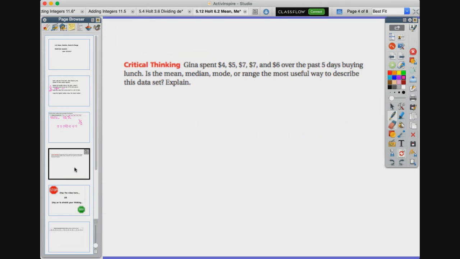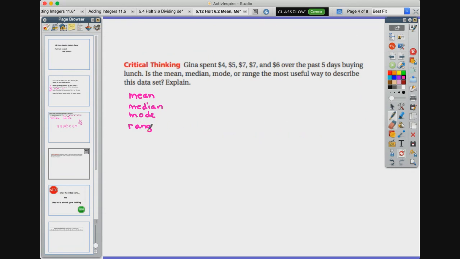Okay, if I do some thinking, Gina spent that much money over the last 5 days buying lunch. Is mean, median, mode, or range the most useful way to describe her data? So I can't just throw out an answer for that. I actually have to figure out what all of those are. So I'm going to write it out like this.